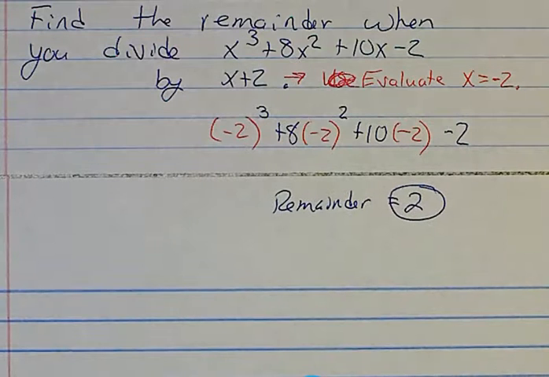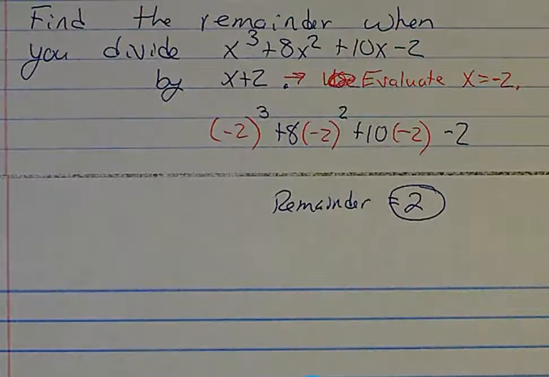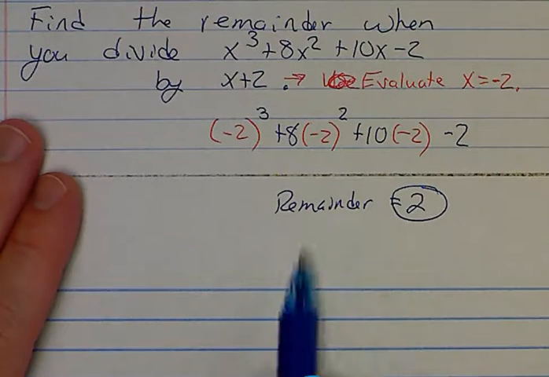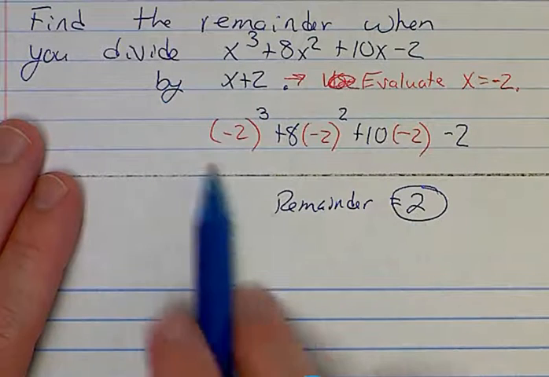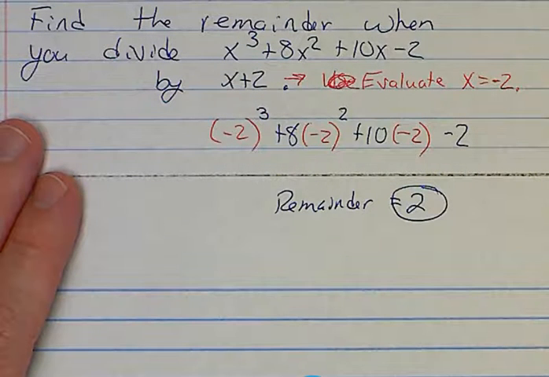If they ask you to find the remainder, you could go back and do synthetic division and look for that last number. But at the same time, if they tell you to just use the remainder theorem, all you're worried about is that number. That's one where you can basically just use your calculator to punch it in and get the answer you're looking for.